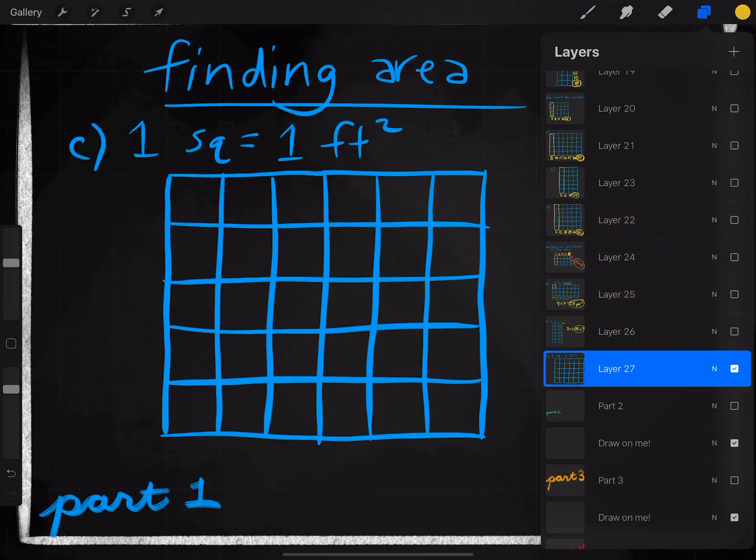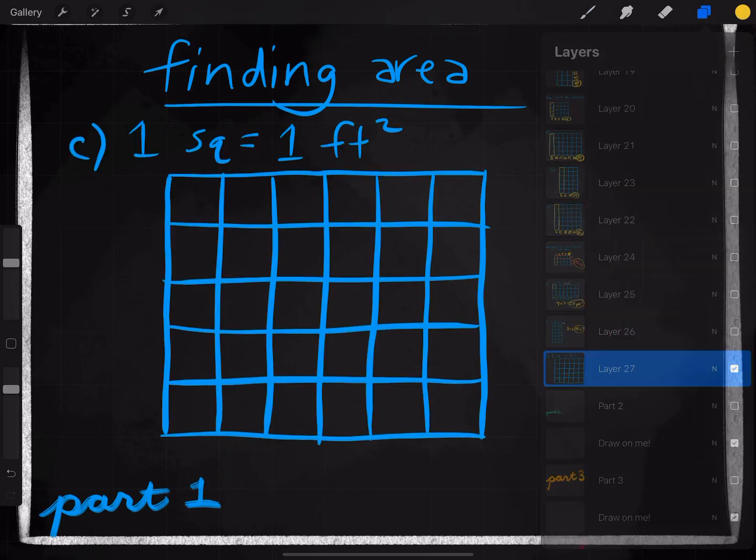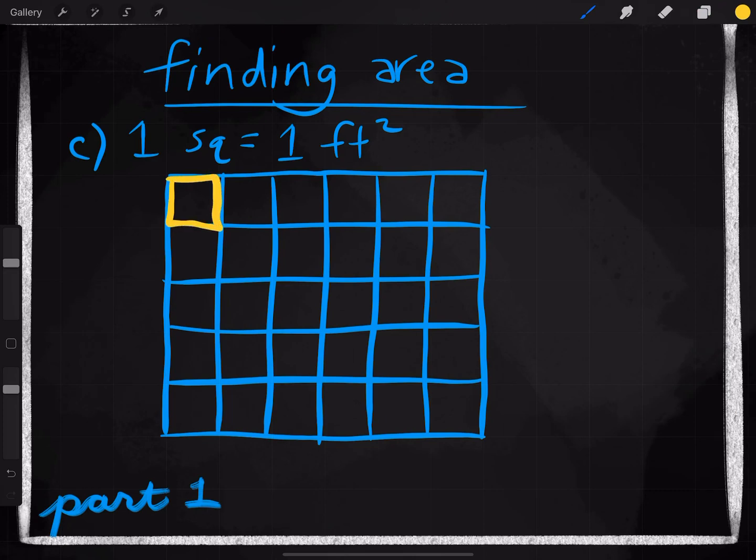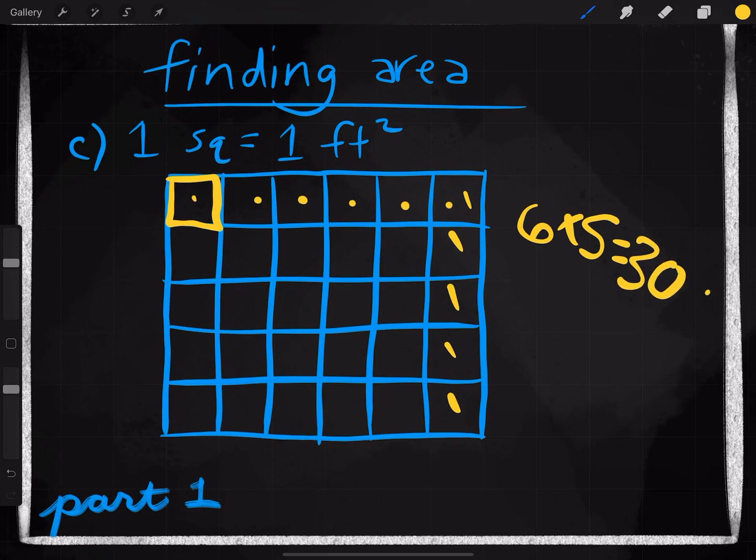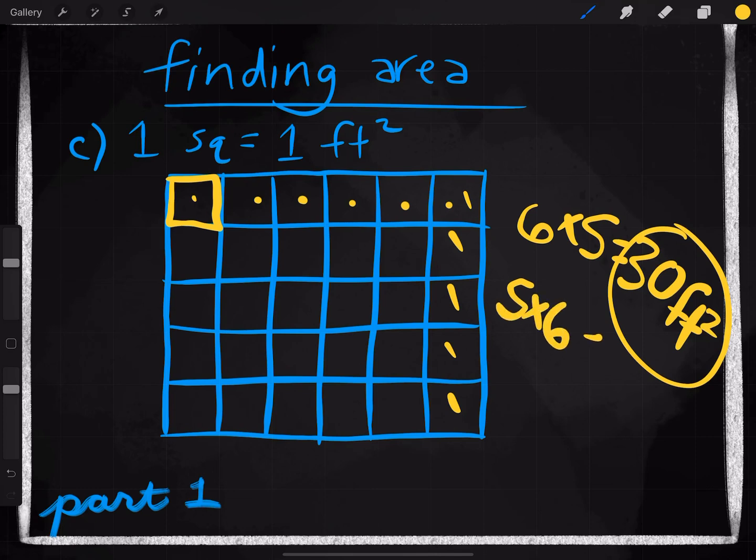And the last part, say these are square feet. So one of these is a square foot. 1, 2, 3, 4, 5, 6 times 1, 2, 3, 4, 5. 6 times 5 equals 30. So it's 30 square feet is our area. You might notice you could multiply 6 times 5, or you can multiply 5 times 6. You'll still get 30. Either order you want to multiply in is just fine.